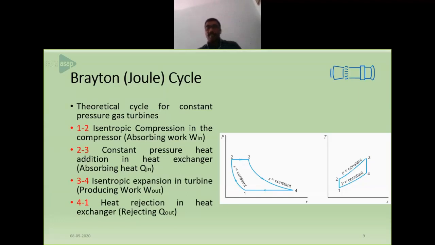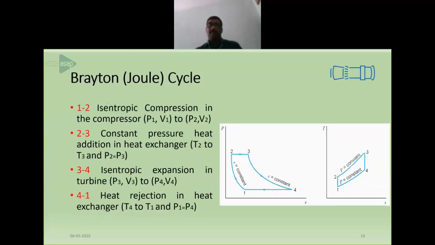Next we can see 4 to 1, it is a heat rejection process that is happening in a heat exchanger, which we have seen earlier. It is rejecting Q out amount of heat. The same thing which I mentioned here, but I am going to explain different parameters. That is isentropic compression in the compressor where P1, V1, you can add T1 also, P1, V1, T1 is changed to P2, V2 and T2.